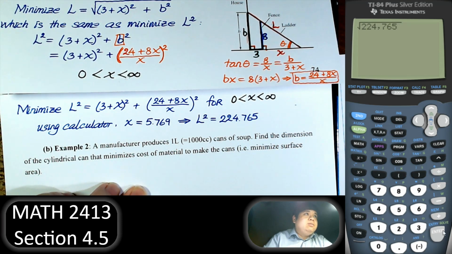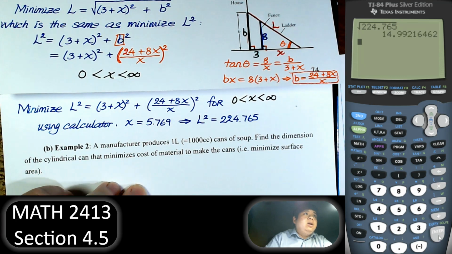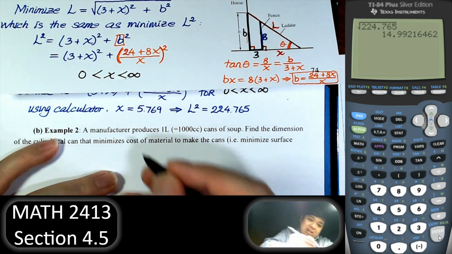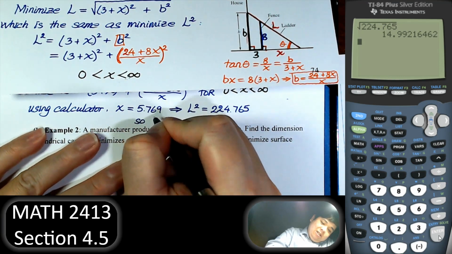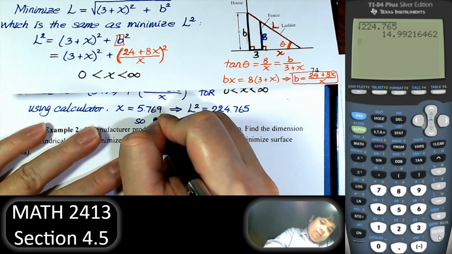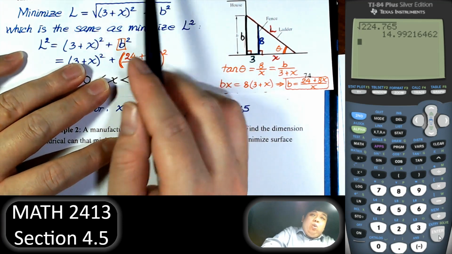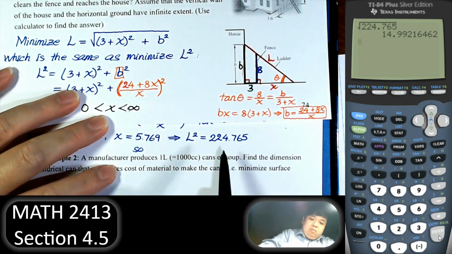224.765. So that is about 14.99. So the ladder is about 15 feet. So the shortest ladder, the ladder with the minimum length, is 15 feet.